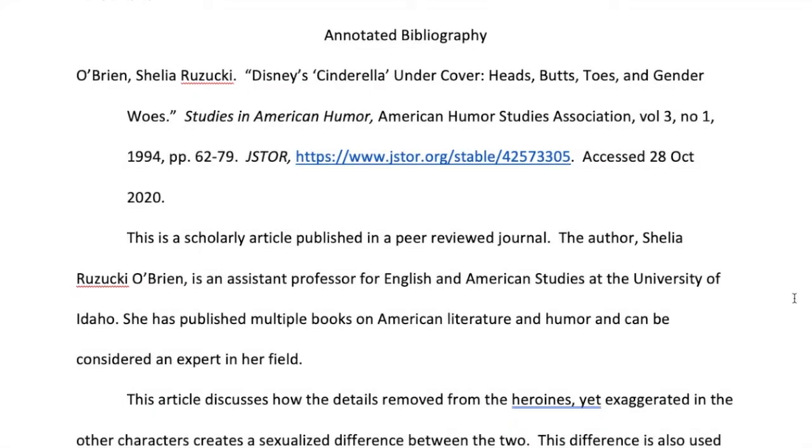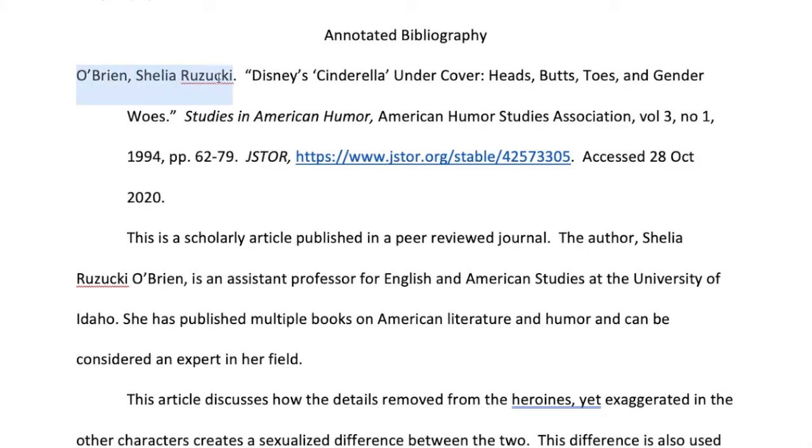Here we have my completed sample annotated bibliography, which actually only has 2 sources on it, but it's enough to give you a sense of what I'm talking about. I'll also post the sample bibliography on Blackboard so that you can look at it as a model. So first, let's break down the works cited entry here for my first source.